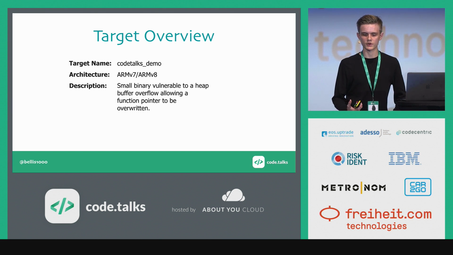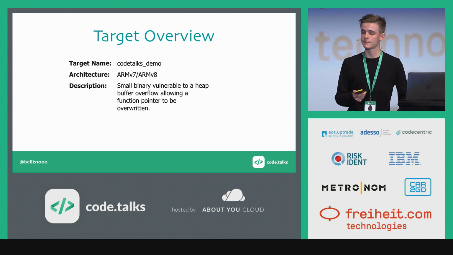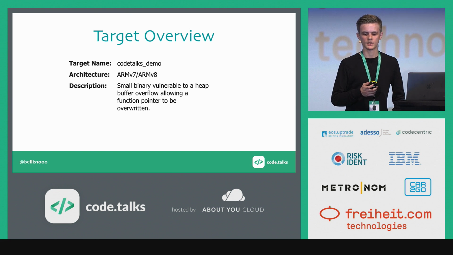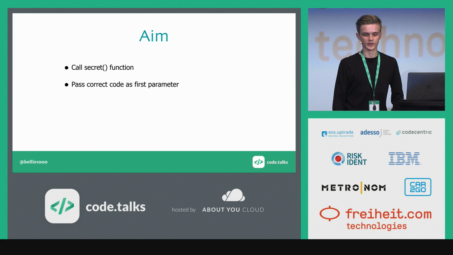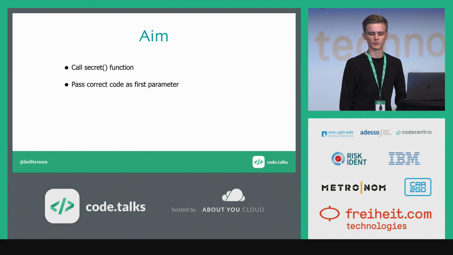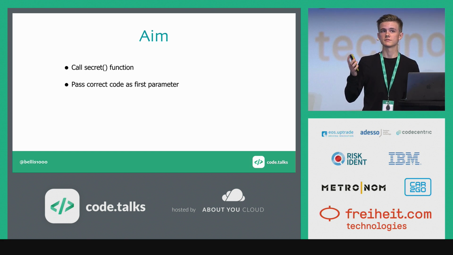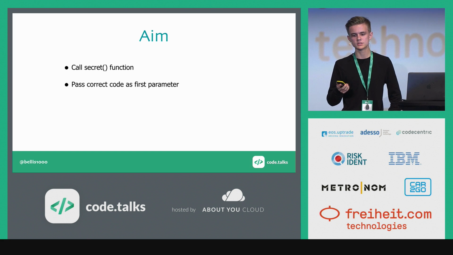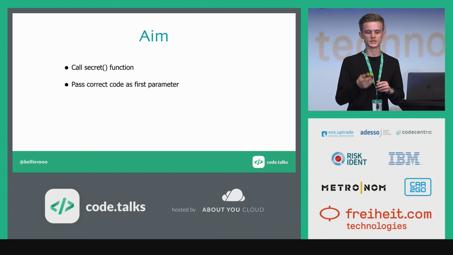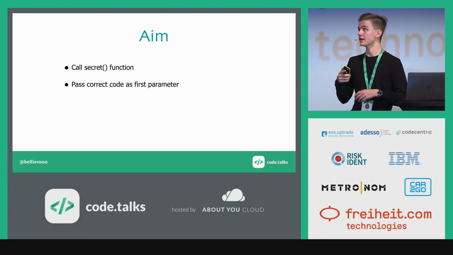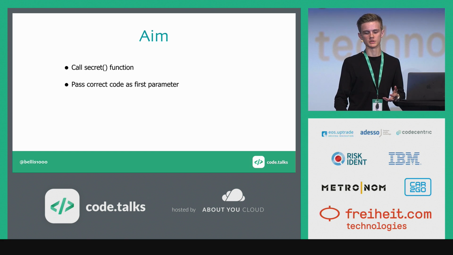It's just a small binary vulnerable to a heap buffer overflow, so not a stack-based one, a heap one, and that will allow us to overwrite some function pointer. The aim of the exploit is to call a secret function, which is a function that just lies within the binary. It's not actually used. It's not called anywhere. It's just unused code sitting in there. We need to call the secret function, but pass a special code as the first argument to it, and then we should get a root shell, basically.